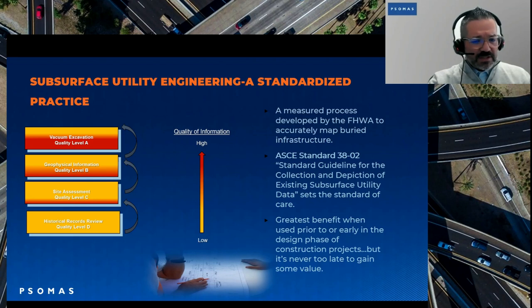Then you have quality level D, which is your historical records. This is your as-built. This is your information when you talk to, say, the older gentleman that worked for the water company and put the water line in, and he looks at it and he goes, yeah, those as-builts are wrong. When we put it in, we found an easier corridor and we put it over here. So that type of verbal evidence would go in as quality level D.